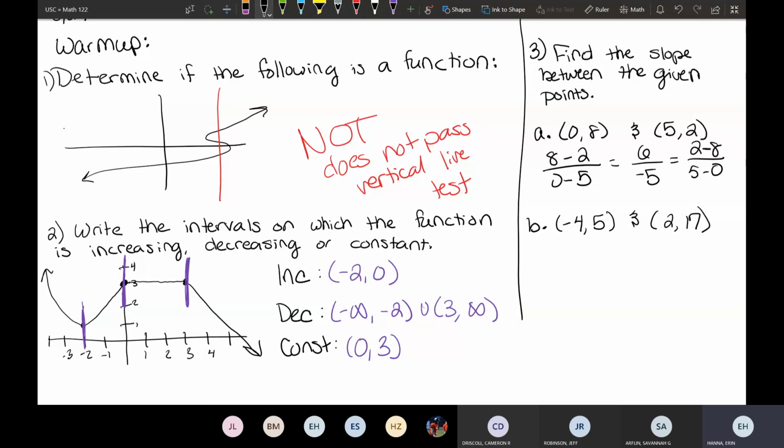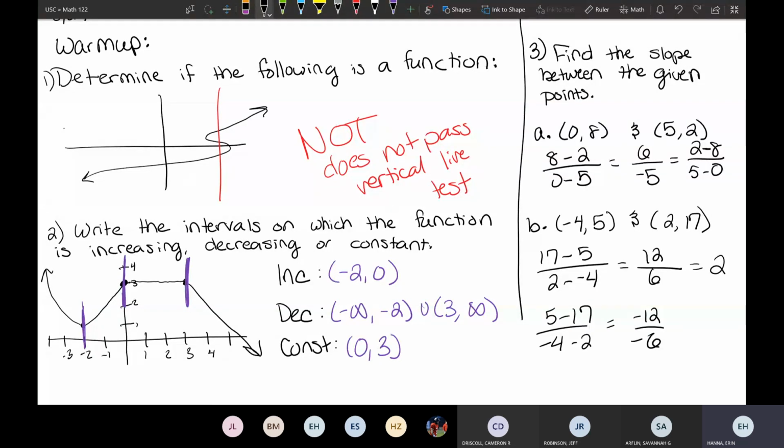And then part B, again, I like to put the larger y value first. So 17 minus 5 over 2 minus -4. 17 minus 5 is 12. And then 2 minus -4 is the same as adding 4, so that's going to be 6. So 12 divided by 6 is 2. Questions, concerns? Or if you had done it the other way, 5 minus 17 over -4 minus 2, you would have gotten -12 over -6, which still gives you +2. Negative divided by a negative is positive.